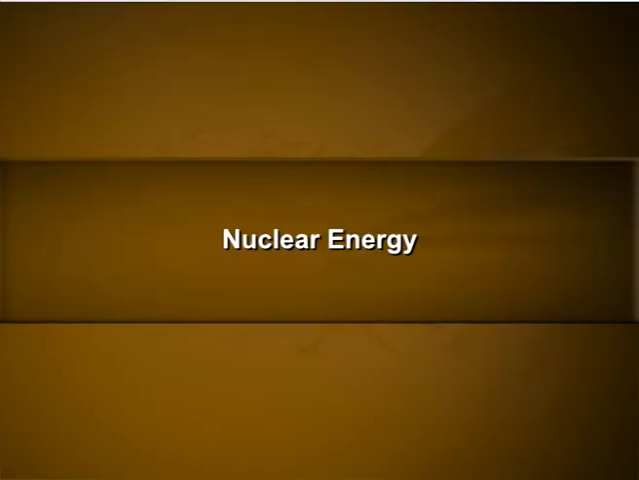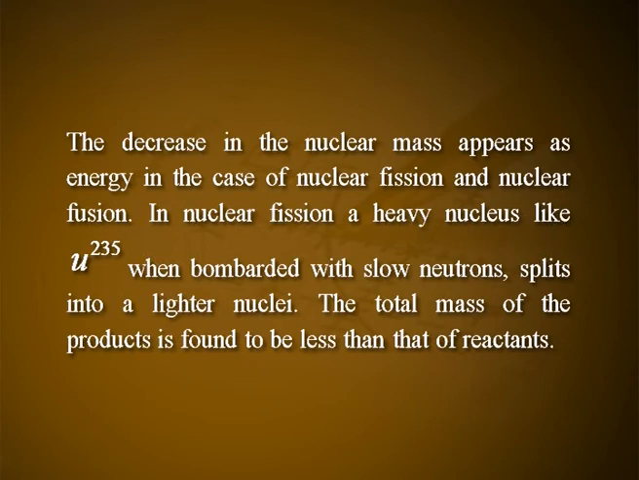Nuclear energy. The decrease in the nuclear mass appears as energy in the case of nuclear fission and nuclear fusion. In nuclear fission, a heavy nucleus like uranium-235, when bombarded with slow neutrons, splits into lighter nuclei. The total mass of the products is found to be less than that of the reactants. If the mass difference is Δm, then it appears as energy in accordance with the equation ΔE = Δm c².